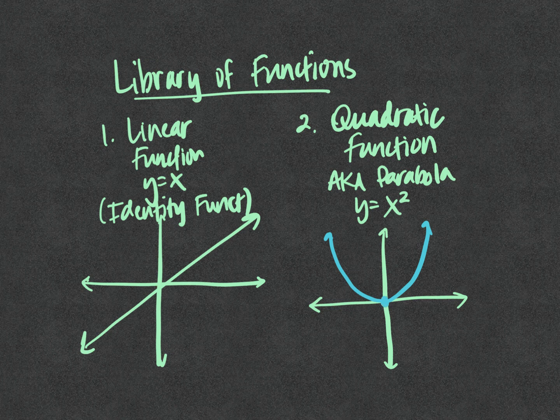Now this dot right here, we're going to call it the anchor point. And this point is called a vertex. So the vertex is at 0, 0. I'm going to call it either a vertex or an anchor point because as we learn transformations, we're going to look at how they move around the graph. All right, number three.